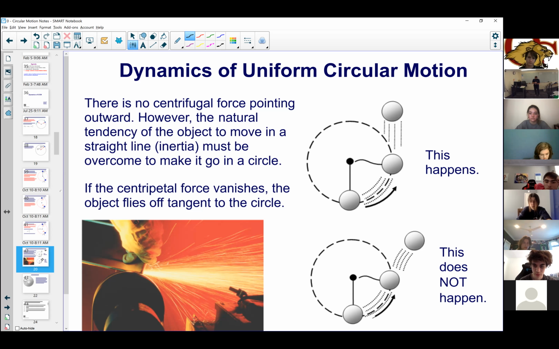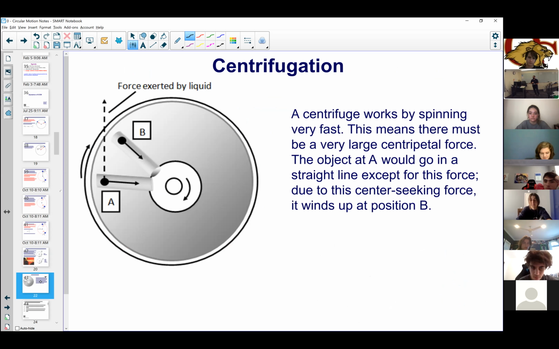All right. Last slide of content here. Can you get someone in the Zoom to read this last one for us? Sure.